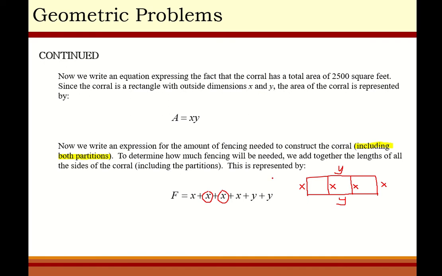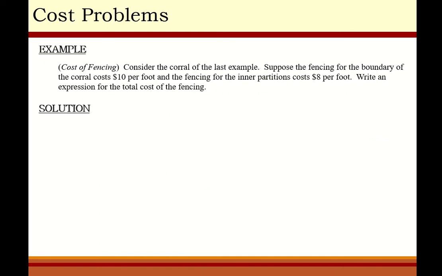Alright, so we have here x, this x, plus x means plus this one, plus x, that one. And we have y and this y. Alright, so that is our F. So our function F, adding all the x's, we have 4x plus 2y. So this is our fencing, no? F stands for the fencing. Okay, so that is equal to 4x plus 2y.